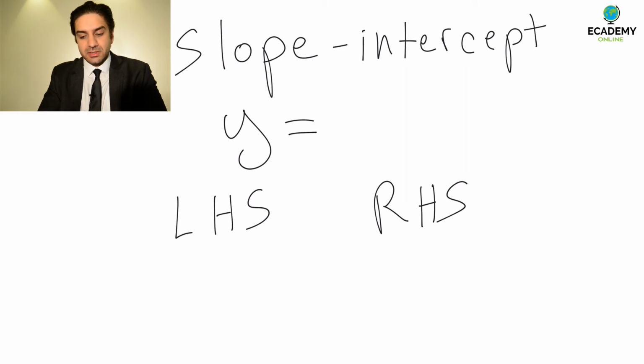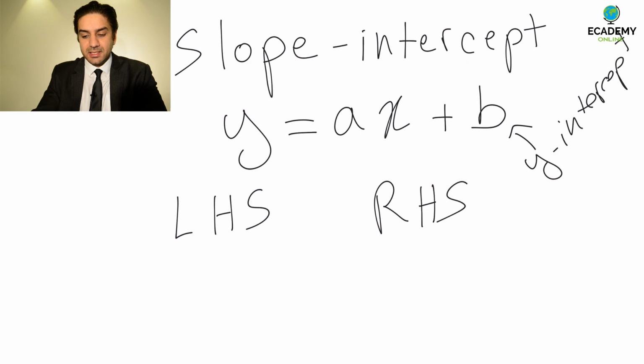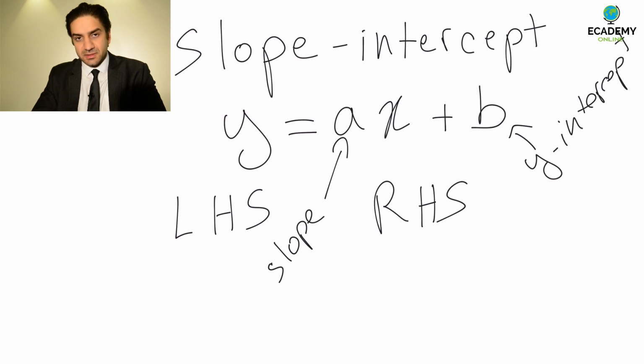On the right-hand side of the equality, I have a slope a times x plus an intercept b. Now the term intercept means where the line cuts the y-axis or the x-axis. In this case, b is my y-intercept, because this is where the line crosses the y-axis, and a is my slope. This is it as far as linear equations. We will discuss how to draw a line and other applications of linear equations.